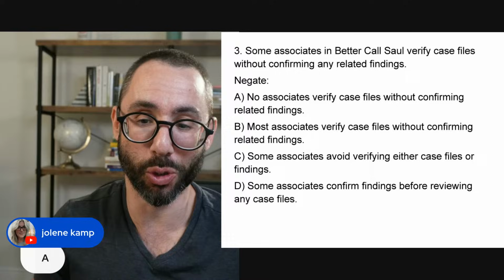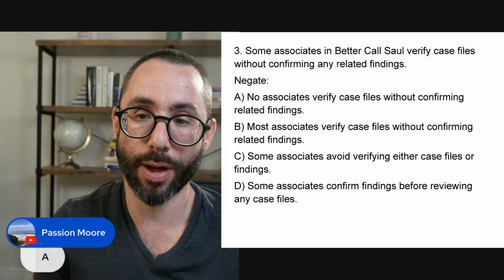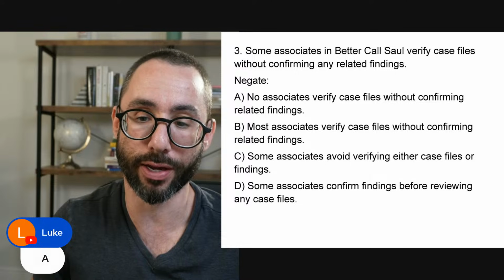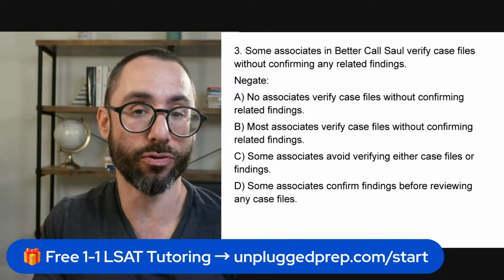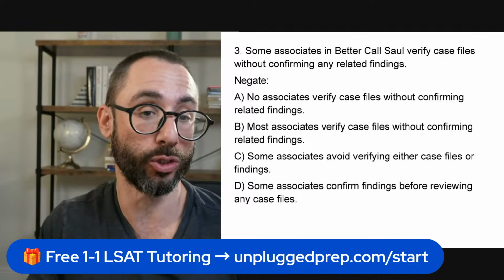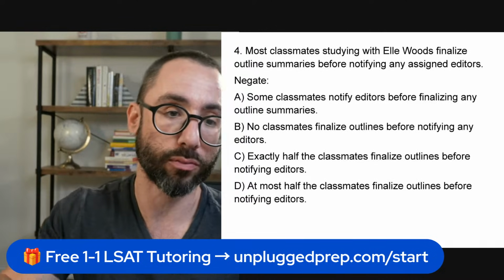Ton of folks got it. Jolene, Edward, Katie, Valentina, Autumn, Osvaldo, Passion, Zuli, all saying A. Luke saying A. Michael saying A. Well done. The answer is in fact A. No associates verify is the negation because the original said some associates verify. Well done. On to number 4.